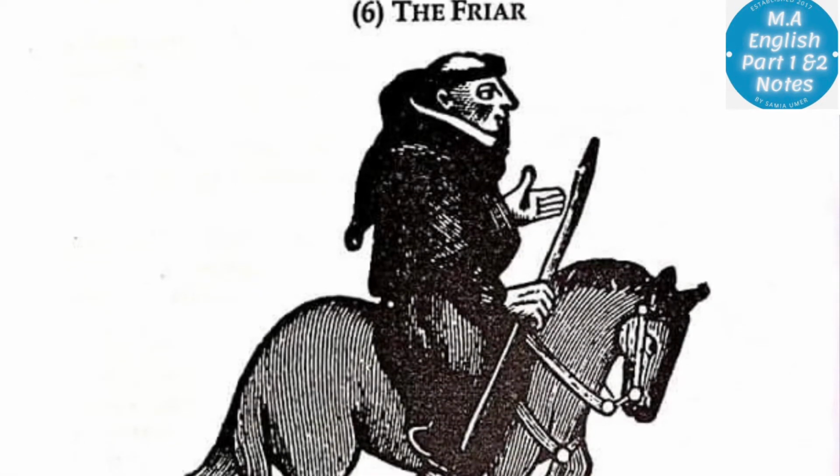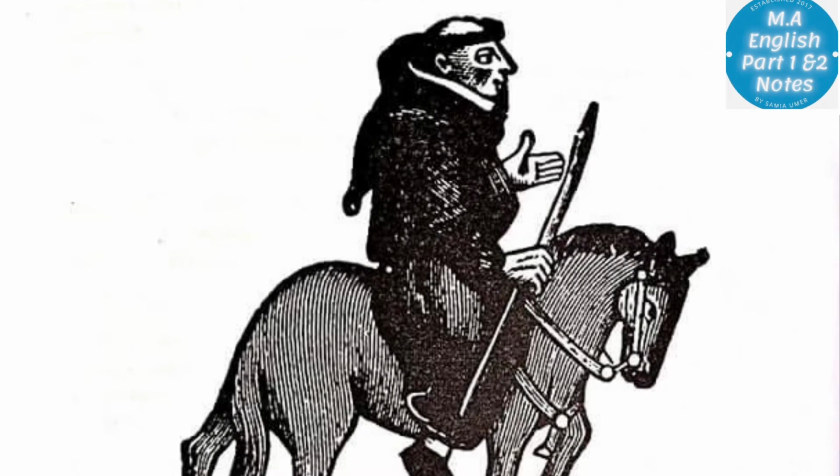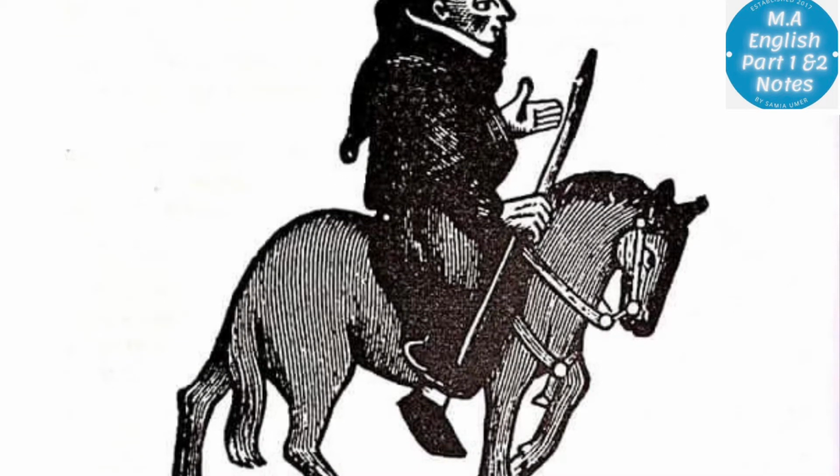Next sketch is the Friar. You can see the picture of the Friar. He's riding his horse. He's carrying a stick. Let's read about his character sketch now.